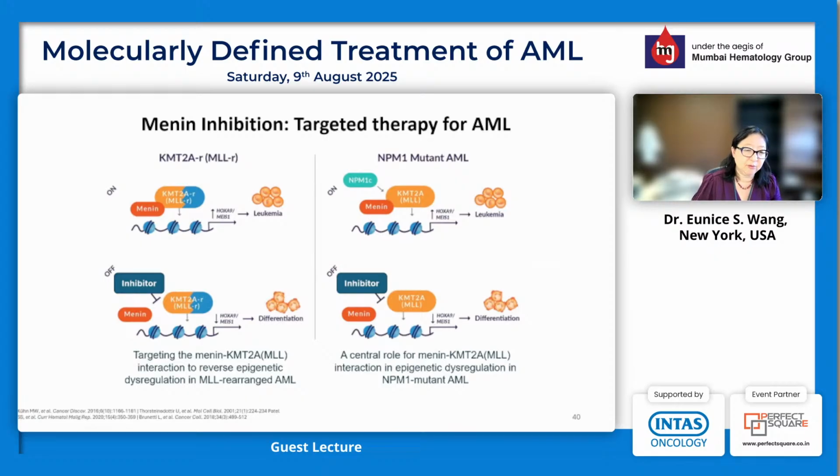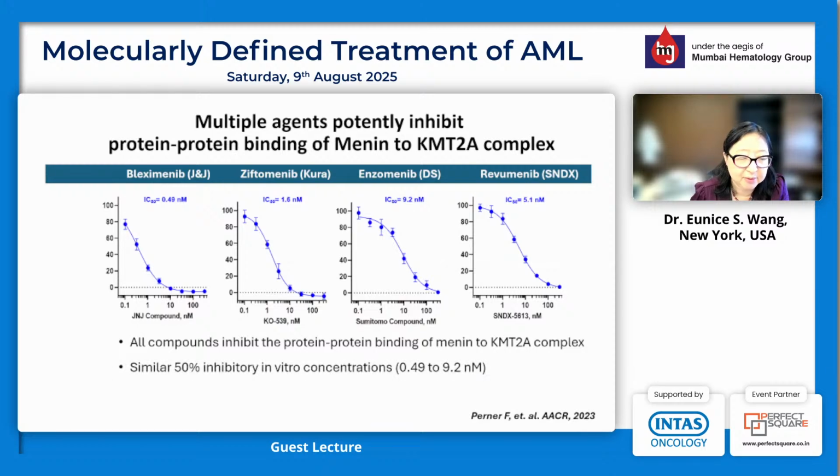So similarly, if one blocks the interaction between menin and KMT2A in these NPM1 mutant patients, you will lead to similar differentiation effects, cell death, and apoptosis. And so there are multiple drugs now which have been identified which block the protein-protein binding of menin to this KMT2A complex. You can see here some of the names: ziftomenib, enzomenib, bleximenib, and revumenib, and you can see that all of these drugs are potent inhibitors of the protein-protein binding of menin to this complex at about 0.5 to 9 nanomolar. So there's not clearly out of these agents one that's significantly more potent, but they all have similar binding profile.